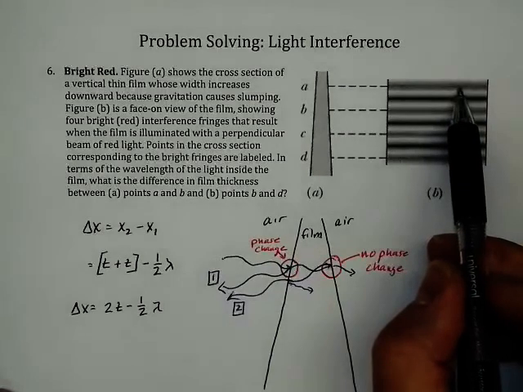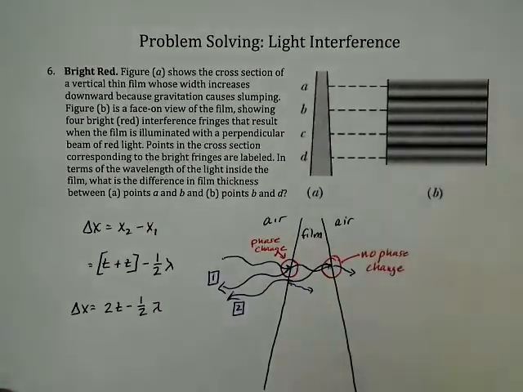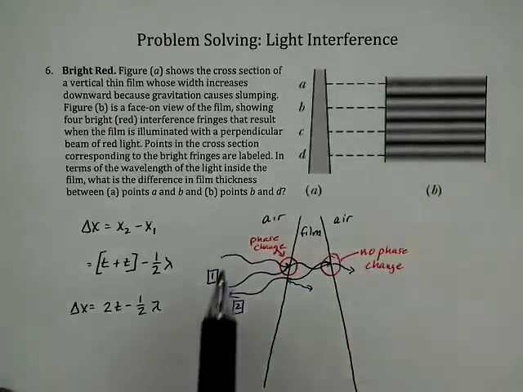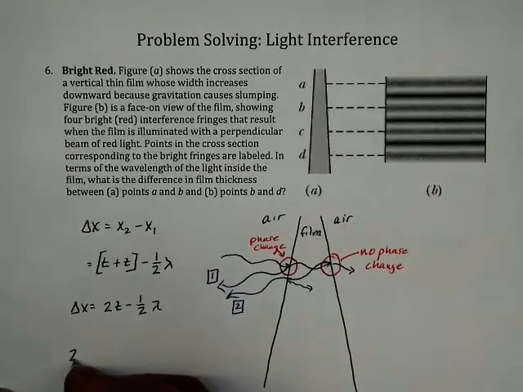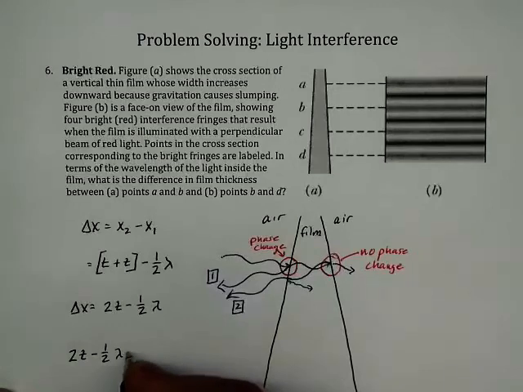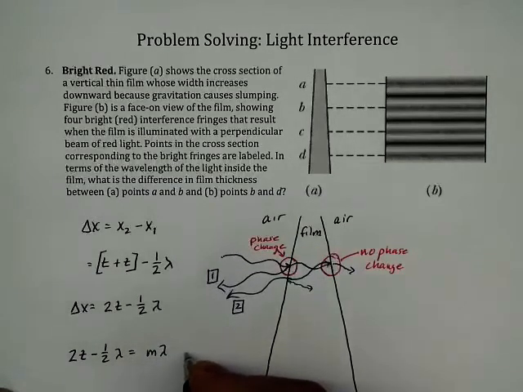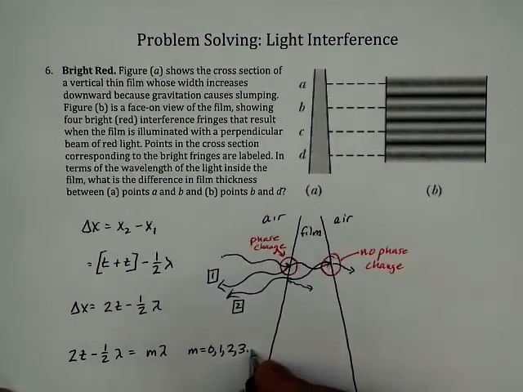We're focusing on the bright fringes. In the color version of this, these are red, but we've got grayscale here. And so if we're focusing on bright fringes, the condition for constructive interference is that this path length difference has to be some whole number of wavelengths. So I would have 2T minus 1/2 of a wavelength has to equal some number of wavelengths, m, where m is 0, 1, 2, 3, etc.